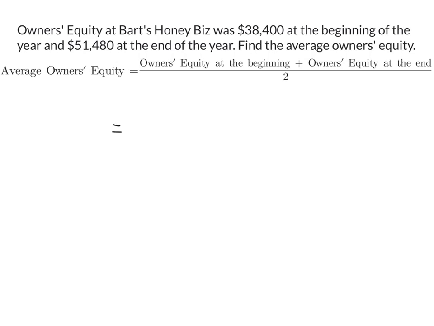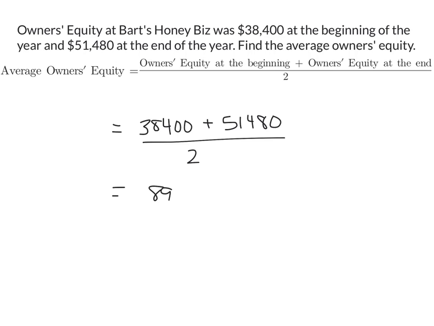So first we'll take the owner's equity at the beginning of the year, which was $38,400. We're going to add $51,480, and that value is the owner's equity at the end of the year. Once we add those two values together, we'll divide by 2. So those two values added together gives us $89,880. When we divide by 2, we get an average owner's equity of $44,940.